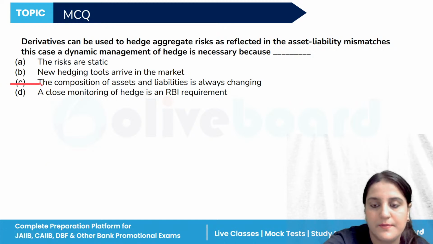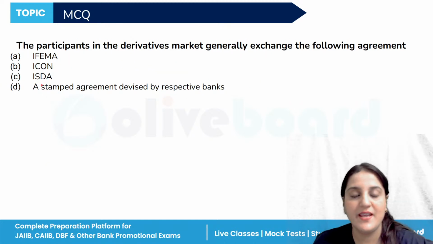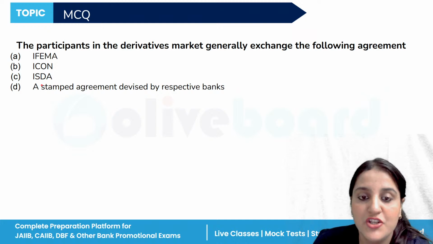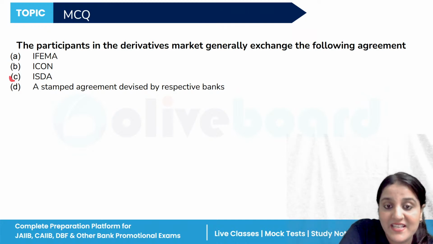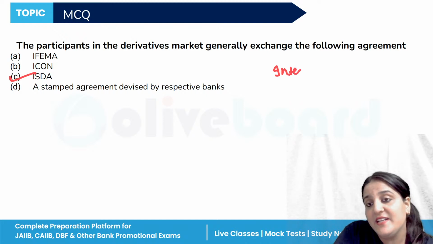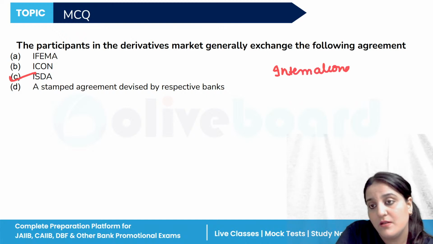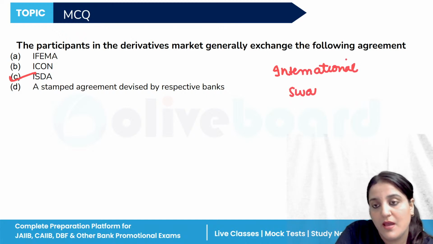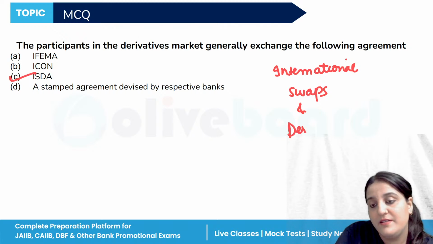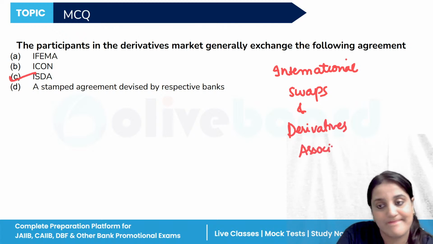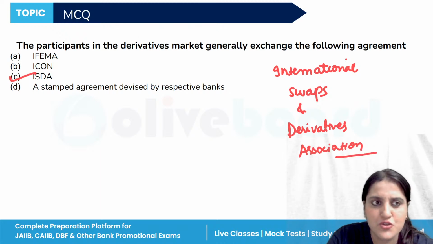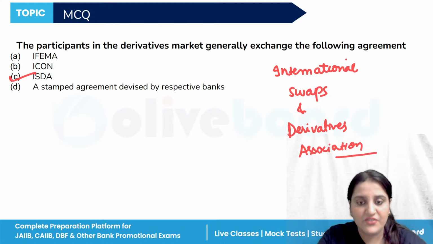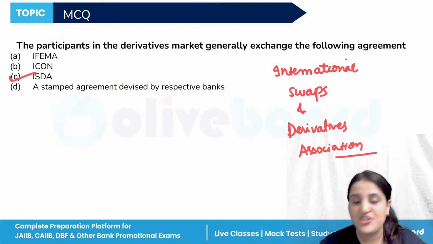Option C is correct. The participants in the derivatives market generally execute an agreement with the ISDA, that is the International Swaps and Derivatives Association. This is the organization that aims to promote the use of derivatives in a safe and efficient manner.